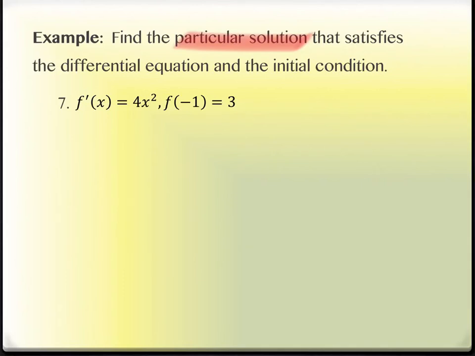So what does it mean to find a particular solution? Well, it means they give us an extra piece of information at the end, namely, this is what it is on this one, f of negative 1 is equal to 3. And what that will allow us to do is it will allow us to figure out what is C.